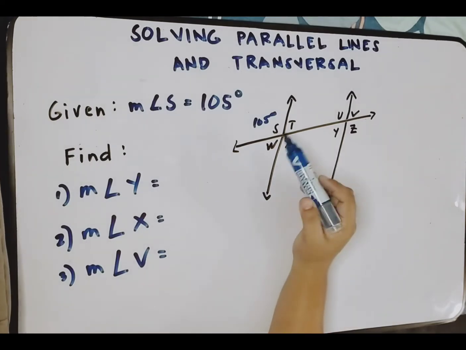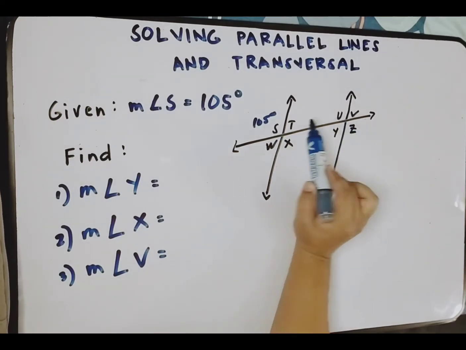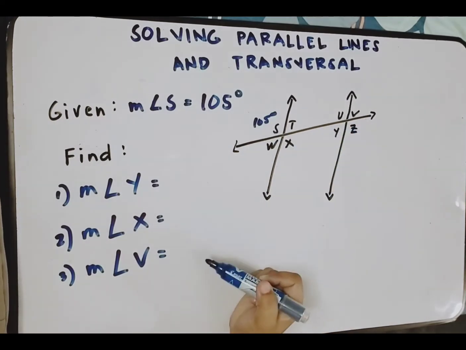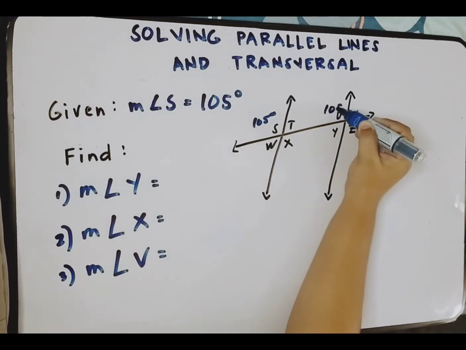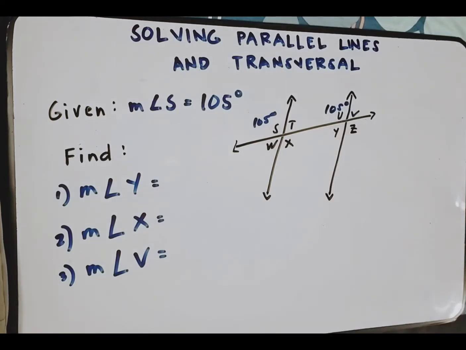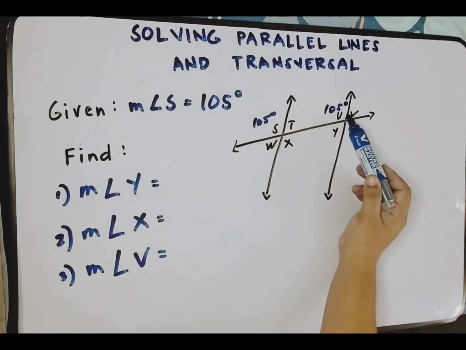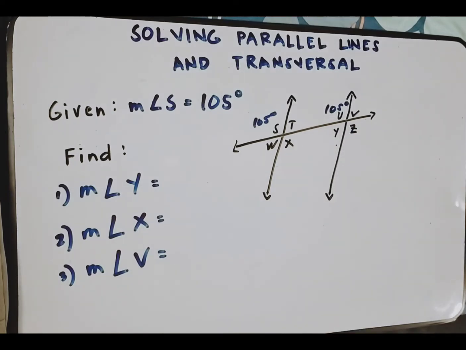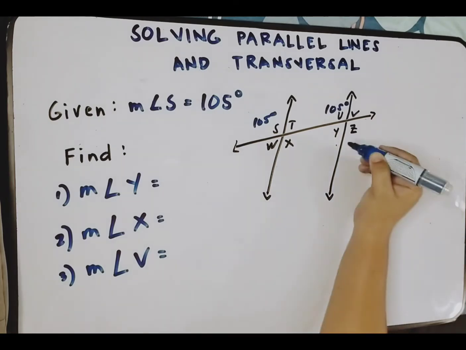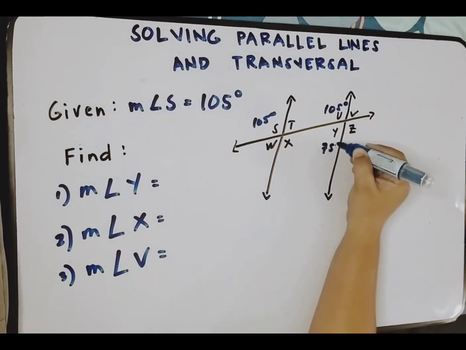So, let's say, S and U. Diba? Si angle S and angle U, they are corresponding angles. So, meaning to say, angle U is 105 degrees. Now, since we already have the measurement for angle U, pwede na natin kunin si angle Y. Kasi si angle U and angle Y, they are linear pair. Meaning to say that they are supplementary. Their sum is 180. So, subtract lang natin 180 minus 105. That is equal to 75 degrees.